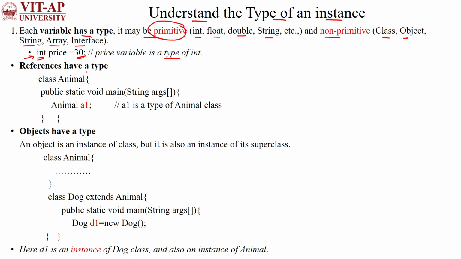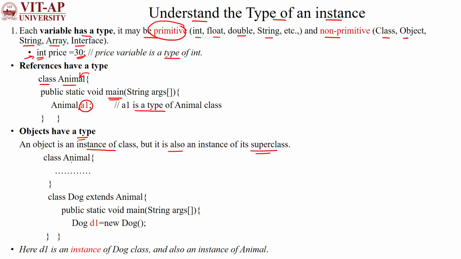The references have a data type like class, which is defined with the name Animal, then the public static void main method. Here we are defining the object, so this is of type Animal class. So here the object has a reference with respect to the class Animal. Objects also have a data type: an object is an instance of the class, but it is also an instance of its superclass, that means the parent class.